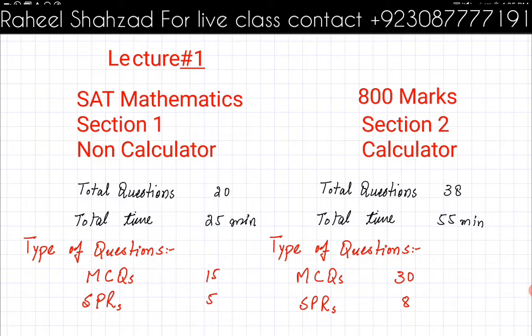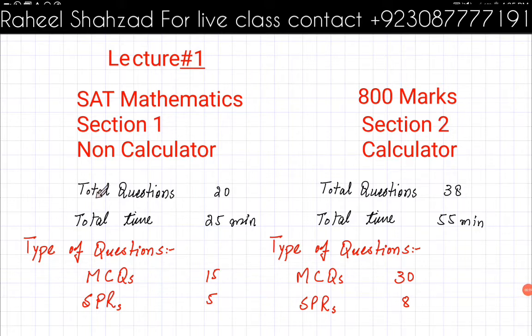So since it's the beginning, let's have the basics or structure of the exam, structure of the paper, how it is going to be. Guys, the maths portion in the SAT exam is of 800 marks. There are two sections. Number one is the non-calculator portion and the second section is the calculator portion. In the non-calculator portion, we are not allowed to use calculators, but in the second one, we can use calculators, okay?